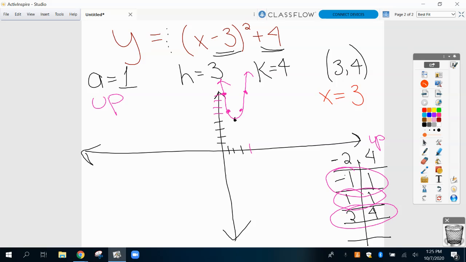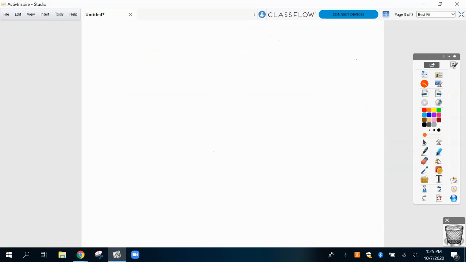So let's look at graphing another one here. Let's say we are given y equals negative (x plus 2) squared minus 5. What does a equal for this parabola? We should have said a equals negative 1.